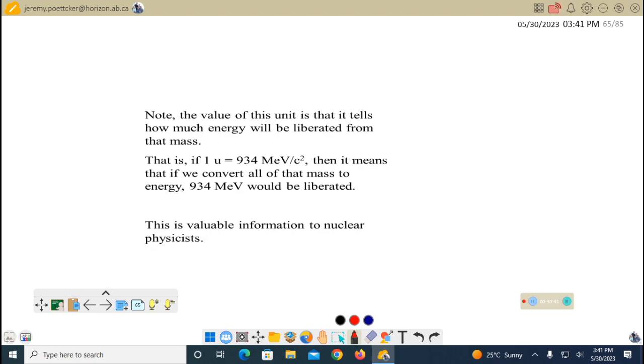Moving on. The value of this unit is that it tells how much energy will be liberated from mass. That is, if 1 u, one atomic mass unit, is equal to 934 mega electron volts per c squared, then it means that if we convert all of that mass to energy, 934 mega electron volts would be liberated. And that's valuable information for nuclear physicists. And using that unit just helps them out.